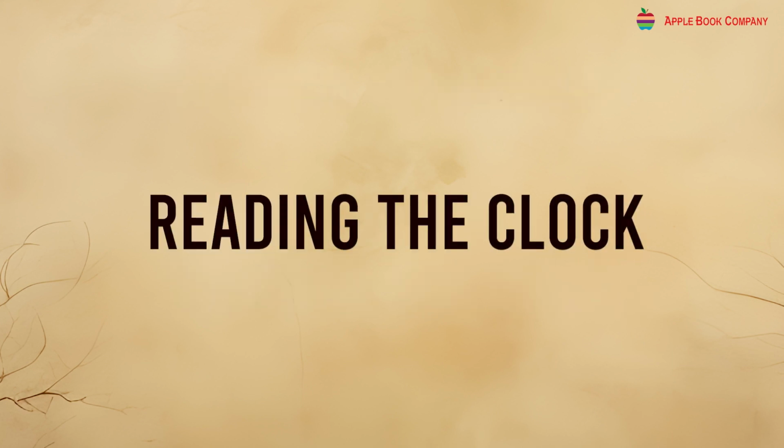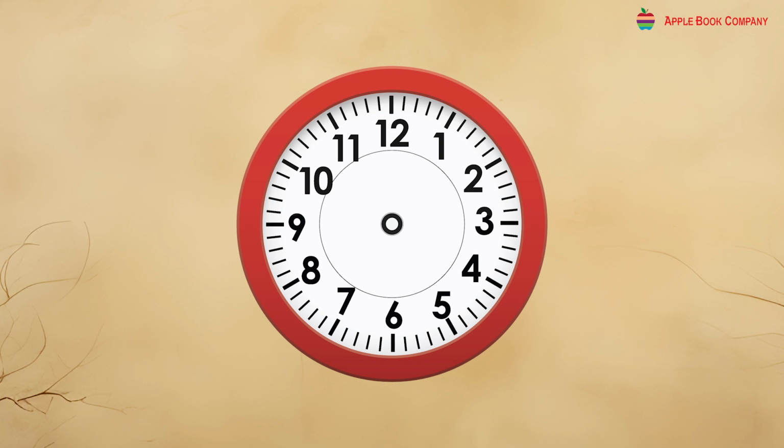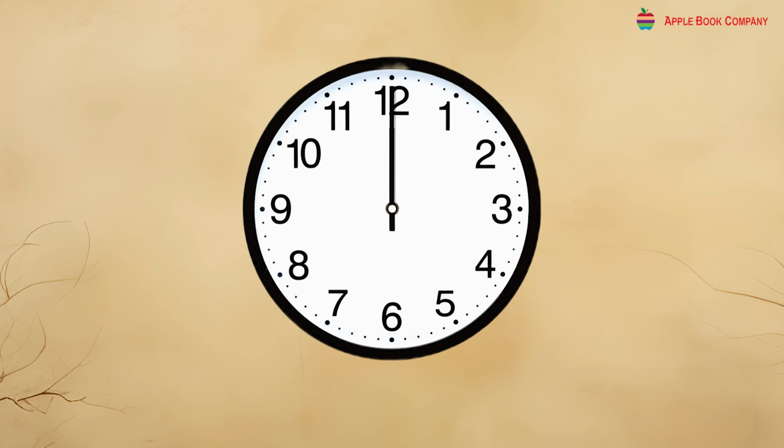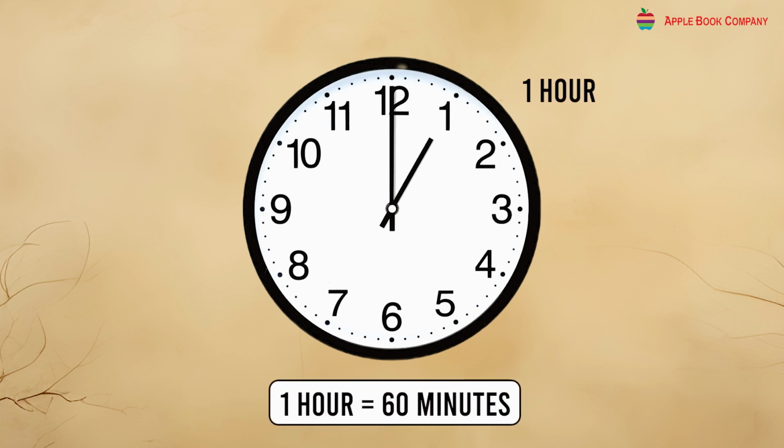Reading the clock. The dial of the clock is divided into 60 small divisions. The minute hand, the long hand, takes 5 minutes to move from one number to the next number. So, the minute hand takes 5 into 12, which is equal to 60 minutes, to complete one round of the dial. The time taken by the minute hand to complete one round is called 1 hour. Thus, 1 hour is equal to 60 minutes.